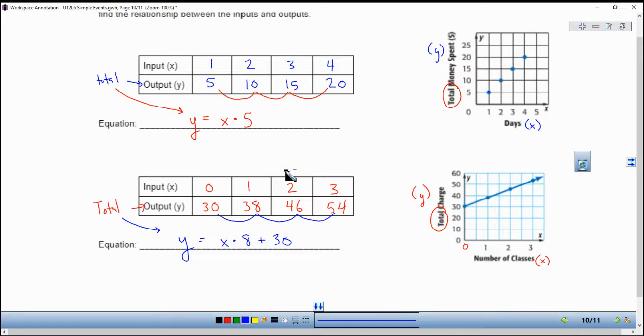So finding a function rule, that can be difficult, but looking at how the output changes can tell you what to multiply by, which will be helpful in finding either a rule or an equation. Well, if you have any questions about functions, let me know, or inequalities. Hopefully some of this has come back to your memory a little bit from earlier in the year.